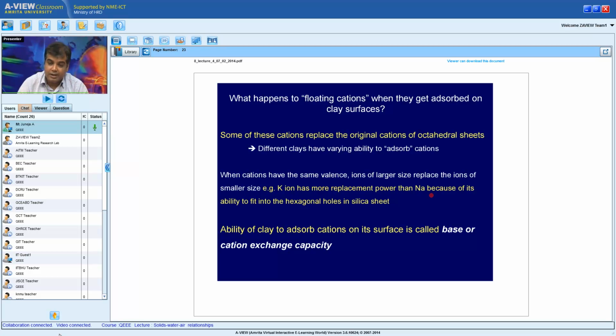This has far-reaching consequences on the property of the clay. It changes the property of the clay, and this ability of the clay to exchange its cation for a cation which comes in, the floating cation, is called the base or cation exchange capacity. It's an important term to be used if the cations are exchanged within the clay mineral. We look at this cation exchange in the next slide as well.